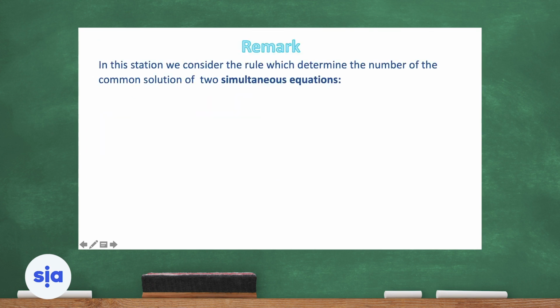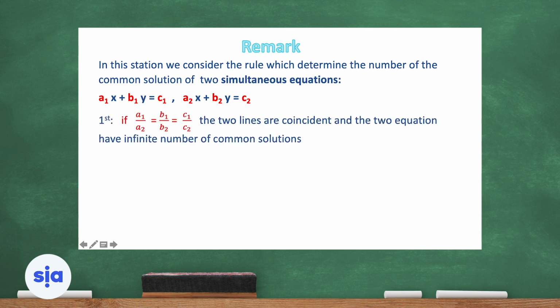In this situation, we consider the rule which determines the number of common solutions of two simultaneous equations. If I have ax plus by equals c, and the other one is ax plus by equals c, here we're making it a1x plus b1y equals c1, and a2x plus b2y equals c2. Then, if you see that a1 over a2 is equal to b1 over b2 is equal to c1 over c2, then these two lines are coinciding together. Then the two equations have an infinite number of solutions.